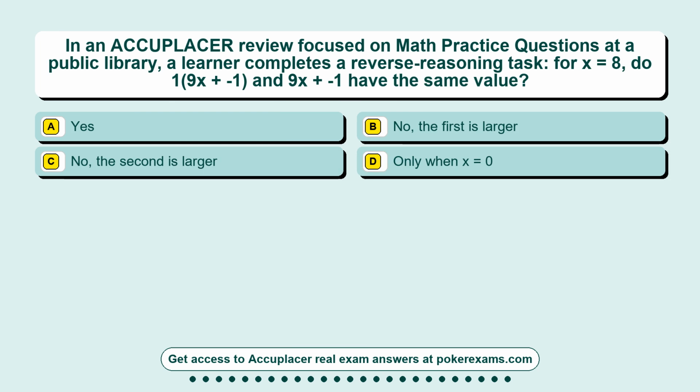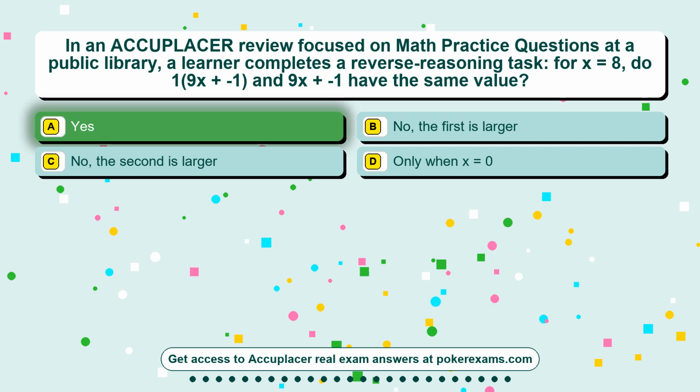Question 11. In an Accuplacer review focused on math practice questions at a public library, a learner completes a reverse-reasoning task. For x equals 8, do 1(9x - 1) and 9x - 1 have the same value? Option A, yes. Option B, no, the first is larger. Option C, no, the second is larger. Option D, only when x equals 0. The correct answer is option A, yes.